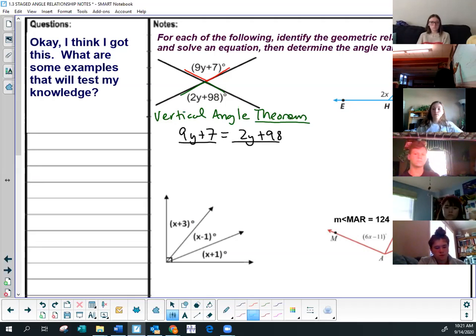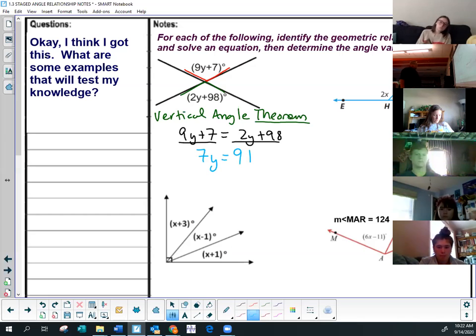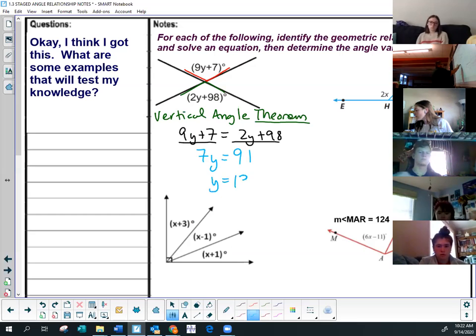Okay, take away 2y from both sides, we have 7y. Take away 7 from both sides, we have what, 91? Yeah, 91. Okay, and so now we'll just solve for y by dividing. Okay, we have y equals, I have 13.